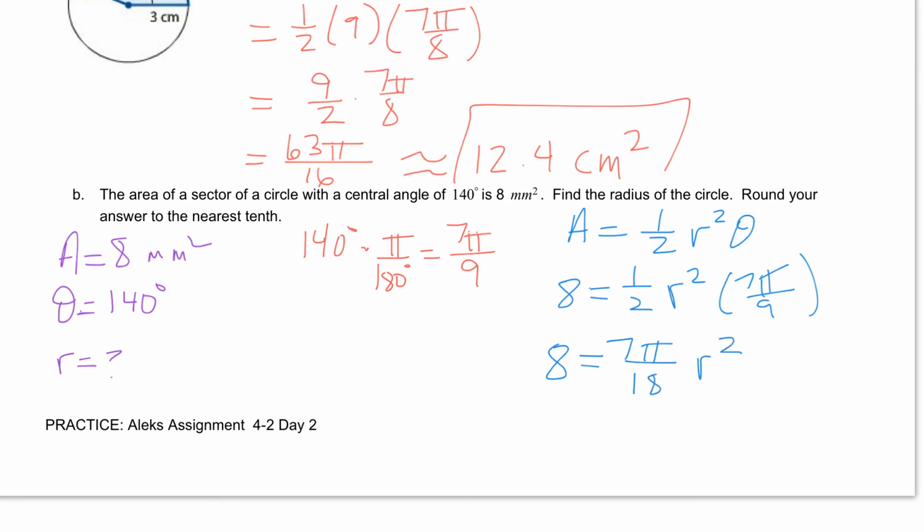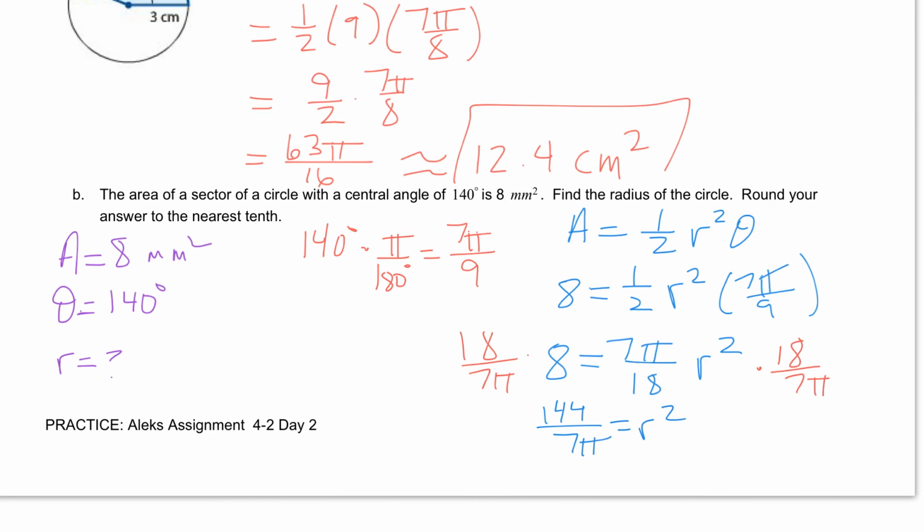times r squared. And then what we want to do is we want to multiply by the reciprocal. So we're going to multiply both sides by 18 over 7 pi. So we're multiplying this side by 18 over 7 pi, and we're going to multiply this side by 18 over 7 pi. Doing that, we're going to end up with 144 over 7 pi equal to r squared.